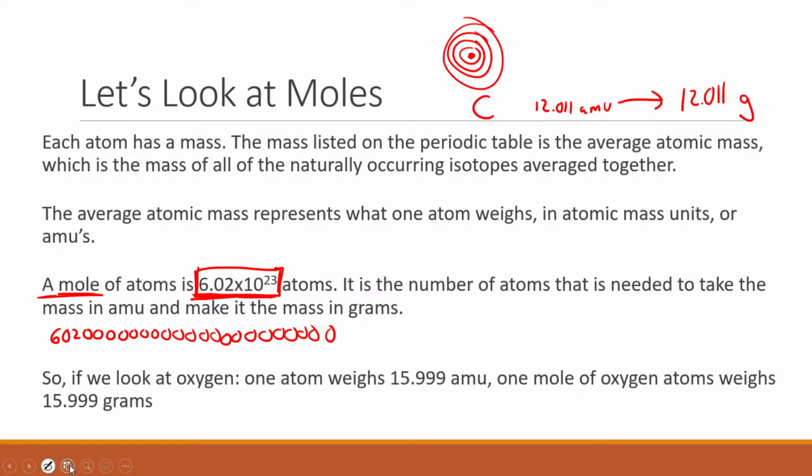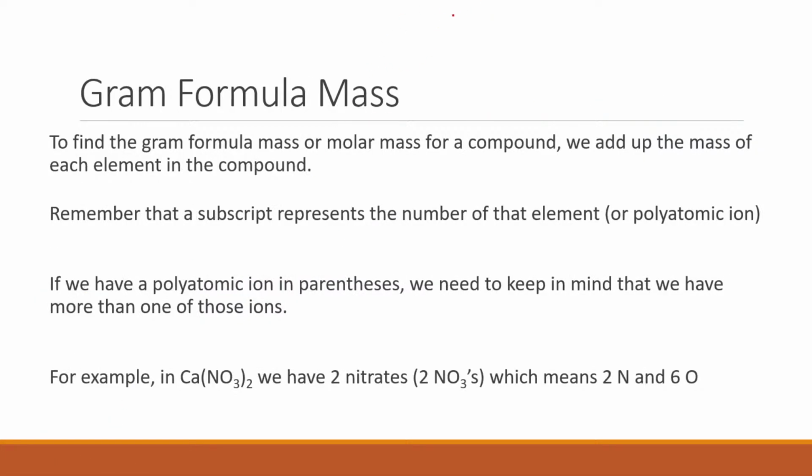Now, the periodic table only has atoms on it. And so, when I want to find the mass of 1 mole of a compound, I have to add up the masses of those elements.